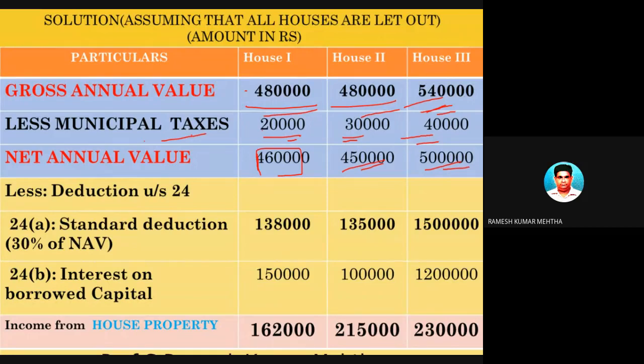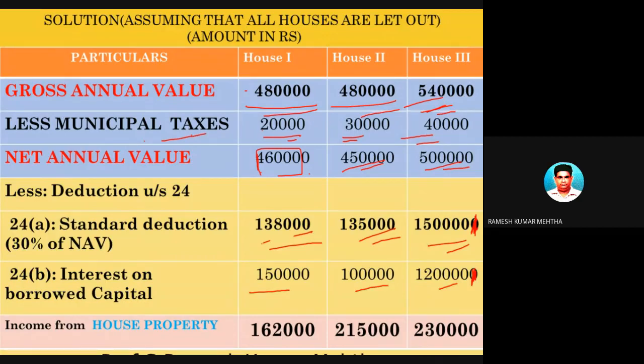Now, standard deduction of 30% on NAV, which is 1,38,000, 1,35,000 and 1,50,000. And interest on borrowed capital: 1,50,000, 1 lakh and 1,20,000.